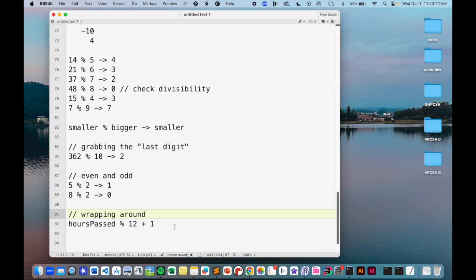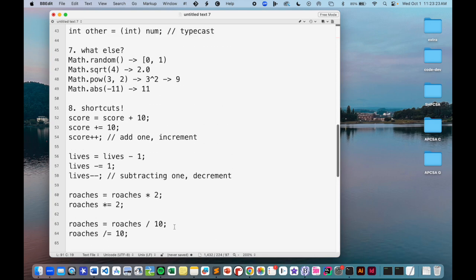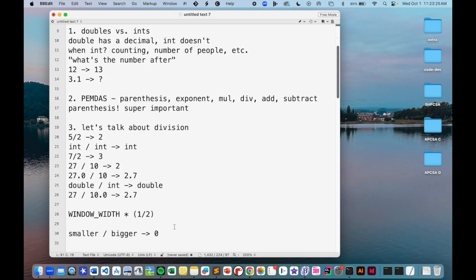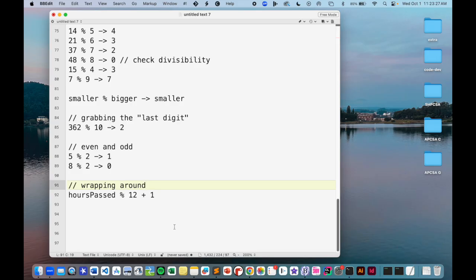So, wow, now you have a whole bunch of notes on how math works in Java. We're going to jump into a bunch of examples in the next few videos of doing different programs related to everything we've written down here. Ooh, look at all these words. Oh my goodness, it's almost 100 lines.